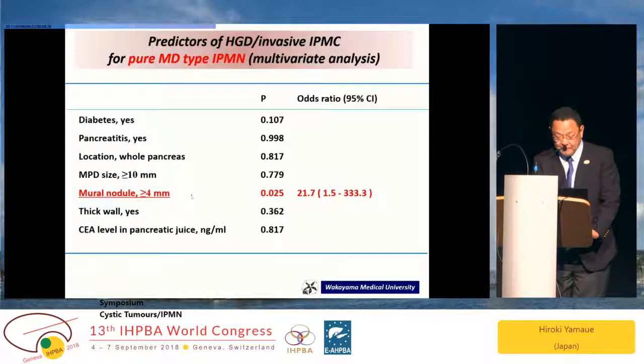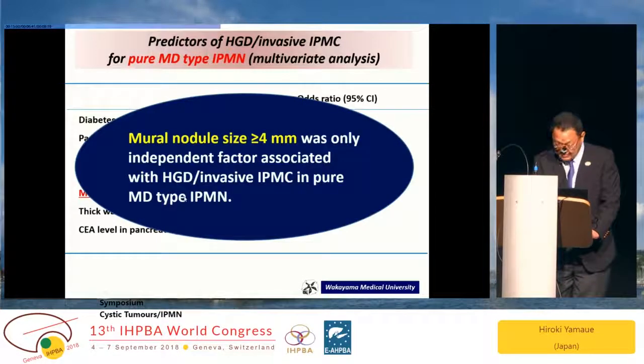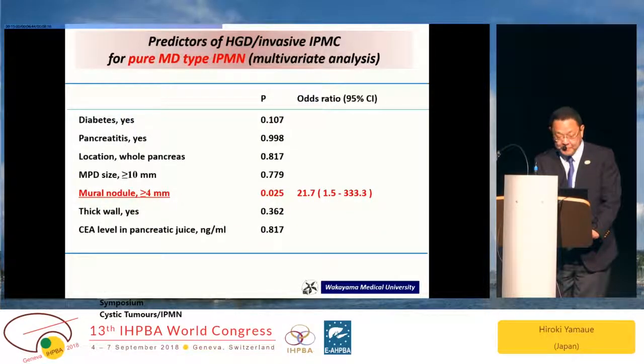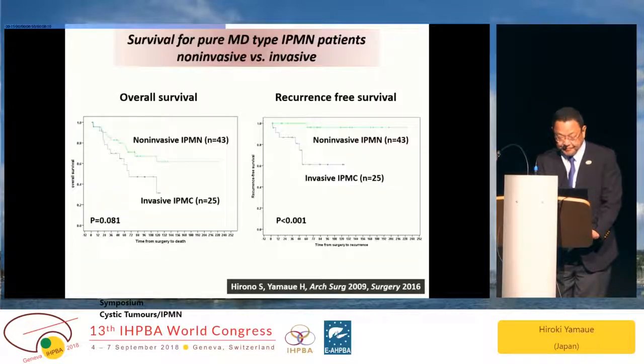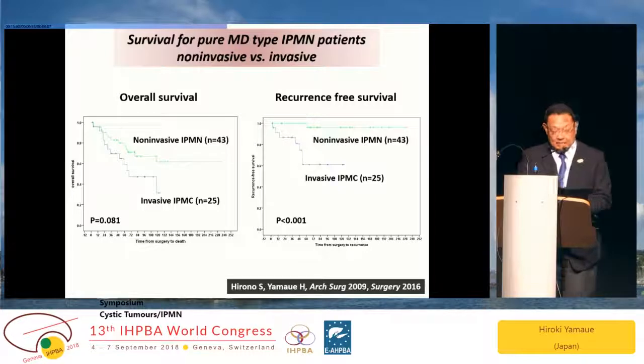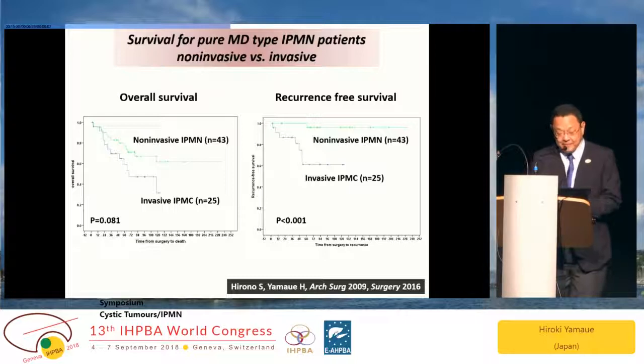And also, by the multivariate analysis, only the factor of a mural nodule more than 4 millimeter was an independent risk factor for high-grade dysplasia and also invasive IPMN, like this. And survival for main duct type IPMN, we compare the non-invasive type and the invasive type. The left figure shows the overall survival, and the right figure shows recurrence-free survival. As you can see, of course, the survival in the patients with non-invasive IPMN was better than with invasive IPMC.